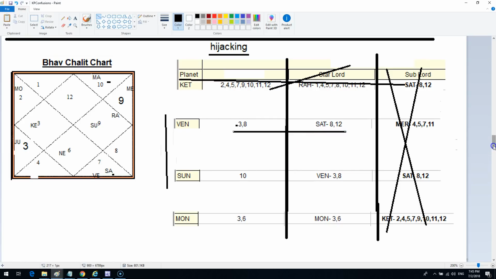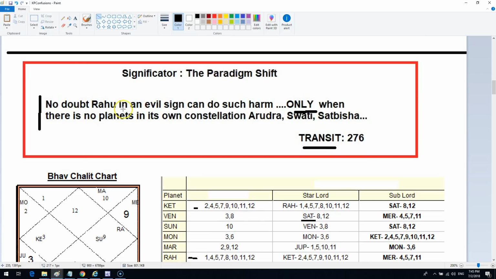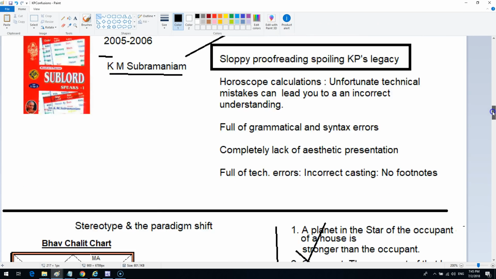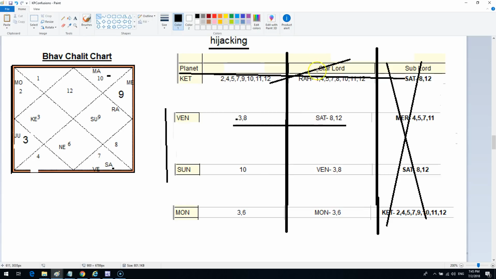But if you look at this particular rule, no doubt Rahu can do such harm only when there is no planet in its own constellation. We are going to apply this rule over here and say, okay, Venus can give the result of 3 and 8 provided there is no planet in Venus star. Now, if you look at the star lord column, you find that Sun is already in the Venus star. So it basically means that now Venus cannot give the result of the third and the eighth house. This is one very significant thing that you have to understand over here.